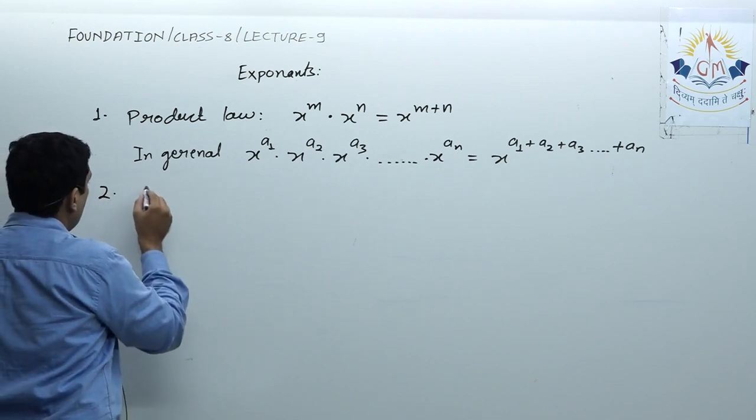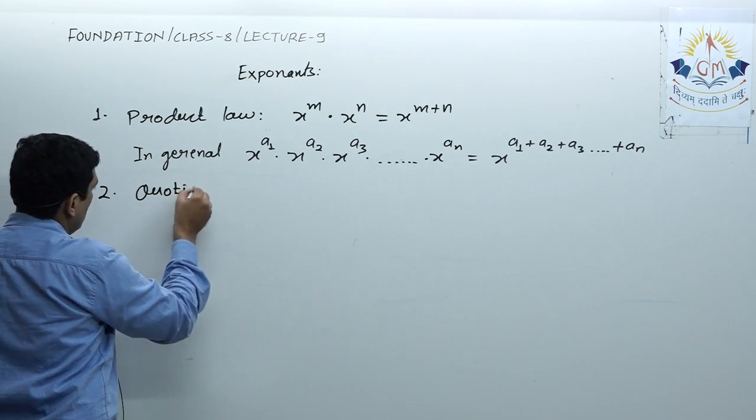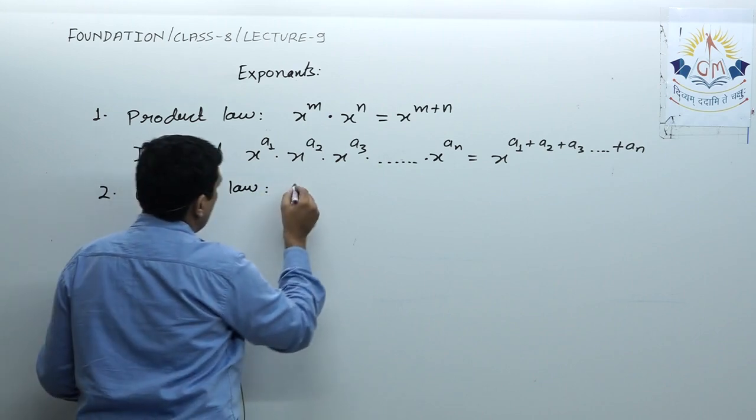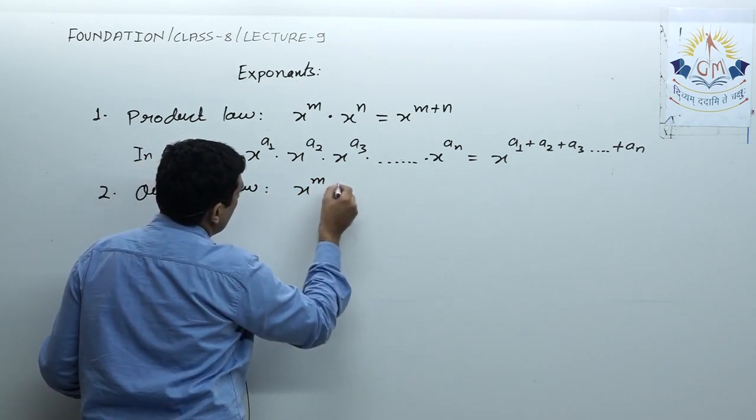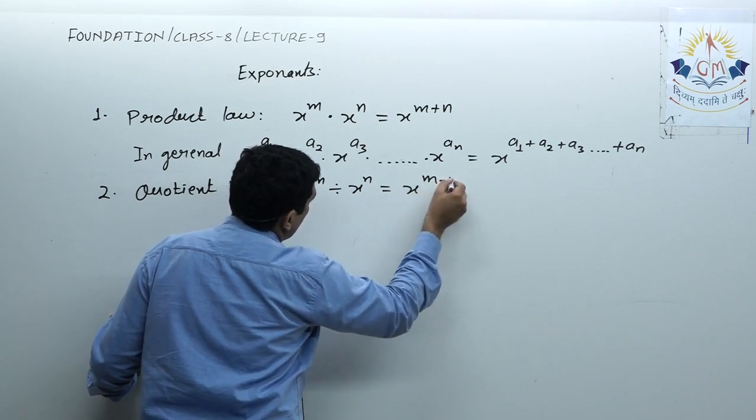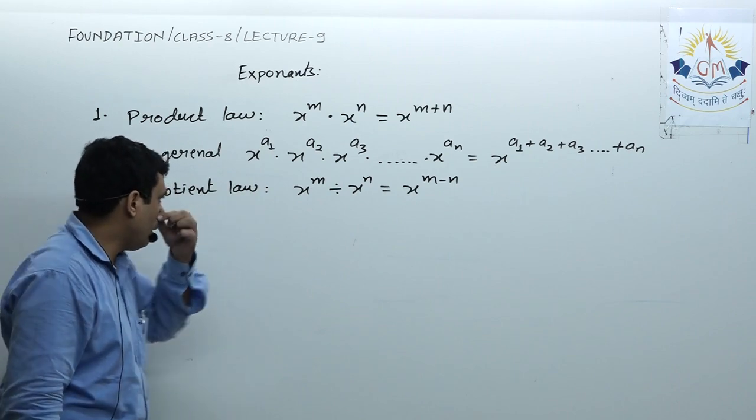Now the second law is the quotient law. It says x raised to m divided by x raised to n is equal to x raised to m minus n. There isn't any generalized form of this law.